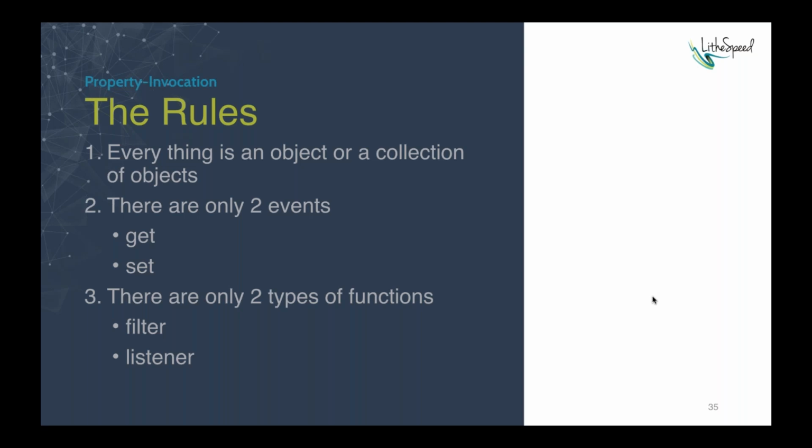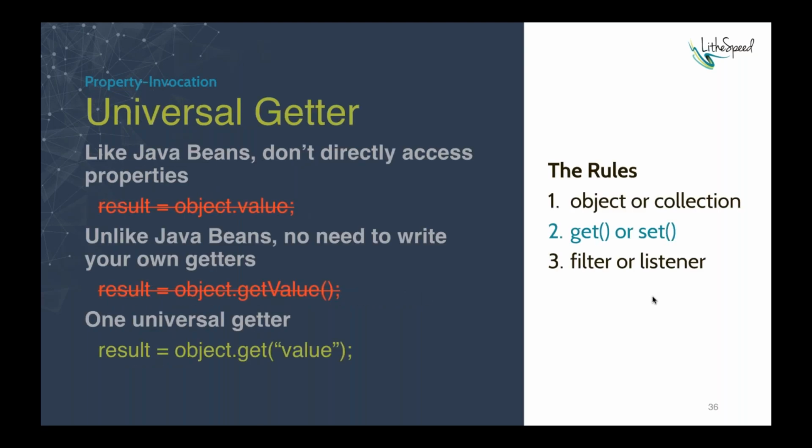And then every function in the world only exists in two forms. You either are filtering data or you are listening to data or properties. So for example, you don't directly access any values on an object. You always must call a function. In Java, we would say, object.getValue or object.setValue. In Pi programming, it's one function to rule them all.